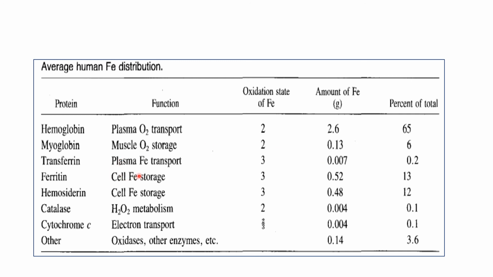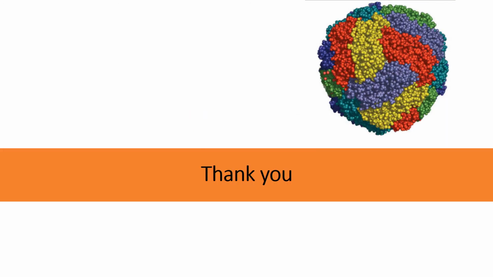Catalase is used for hydrogen peroxide metabolism. The amount of iron is 0.004 gram. Cytochrome C is used for electron transport and it also contains 0.004 gram iron. Others, such as oxidases and other enzymes, contain 0.14 gram of iron. So this is the average human iron distribution in various proteins. And here the proteins' functions are also shown for your attention.